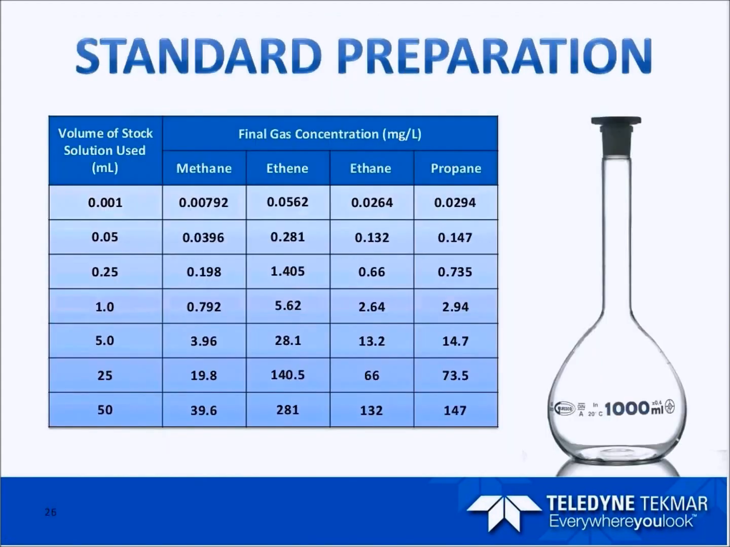So here's our standard prep for our purge trap. We made these up in 50 ml volumetric flasks. Again, this is pretty similar to the headspace. We start with the stock standard and dilute it, but it's all made in 50 ml volumetric flasks. So just a standard dilution of a stock standard, and then these are your calculated concentrations based on the saturation points of each gas. So that's pretty straightforward.